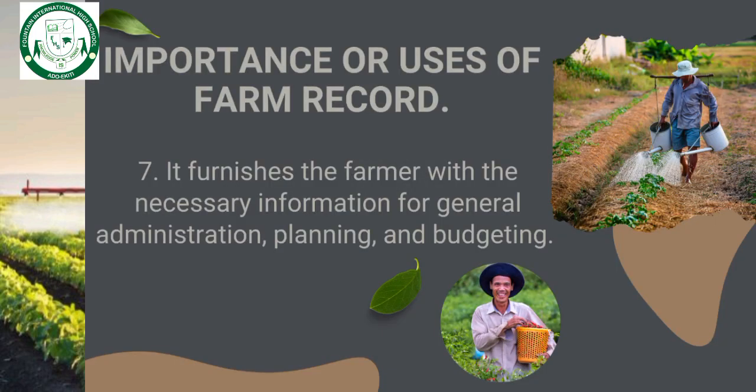Okay. Number seven, it furnishes the farmer with necessary information. When the farmer keeps record, it enables him to know everything that is going on in the farm for general administration, planning and budgeting.